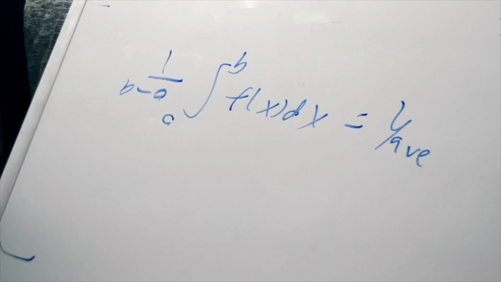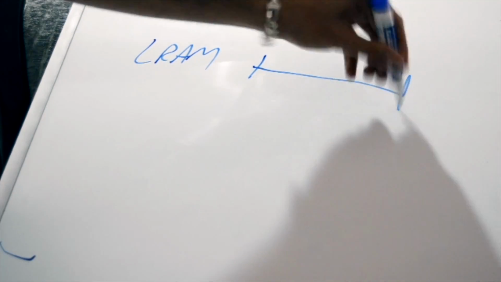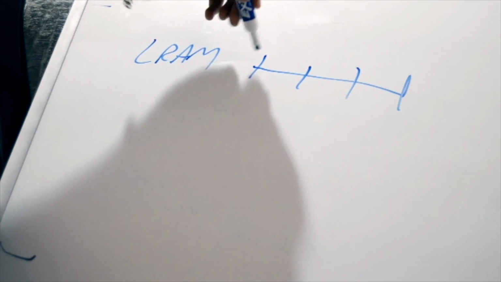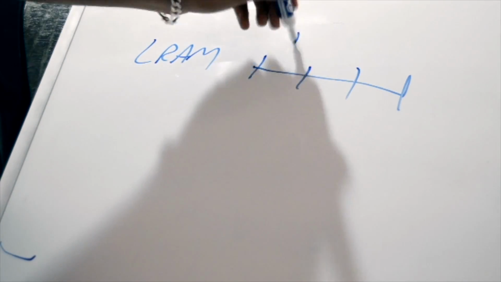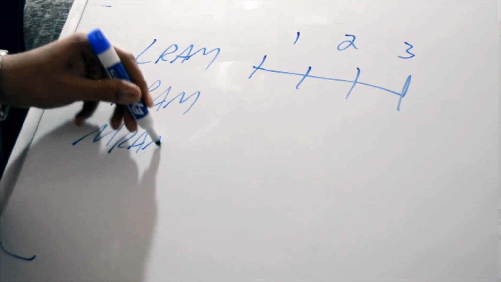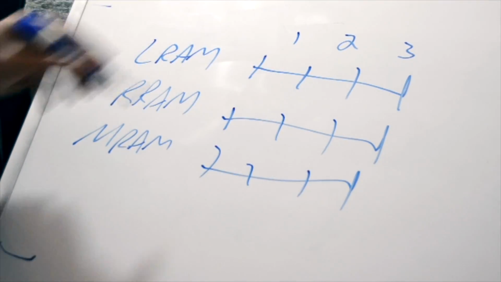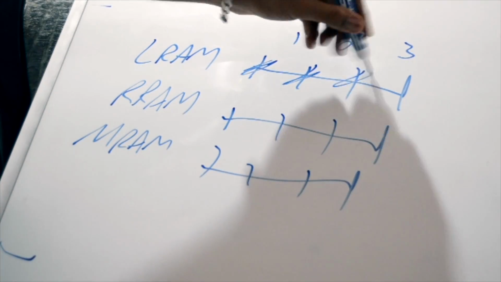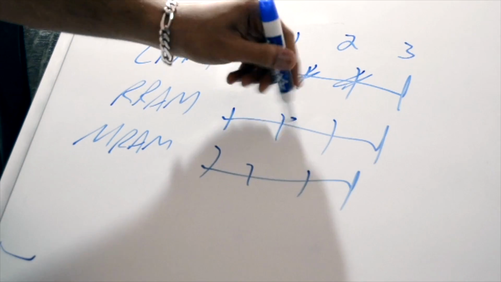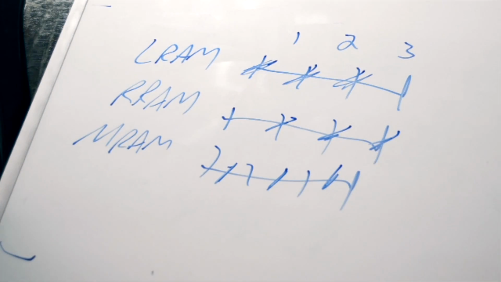If you have Riemann sums to approximate the area under a curve, you can use LRAM, MRAM, or RRAM. Say we had 3 intervals, we'll call them 1, 2, 3. MRAM is just the midpoint. RRAM is the right-hand approximation. LRAM, you just use the left-hand most point of each interval. RRAM, use the right-hand most point of each interval. MRAM, use the midpoint of each one. That's it for Riemann sums.